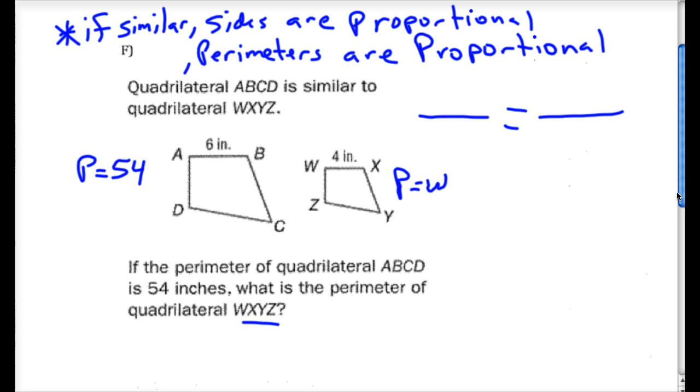Jack Muir, let's hear it. 54 over W equals 6 over 4. Perimeter over the perimeter equals the 6 over the 4. Very good. Is that the only one that works? Anybody write a different one?